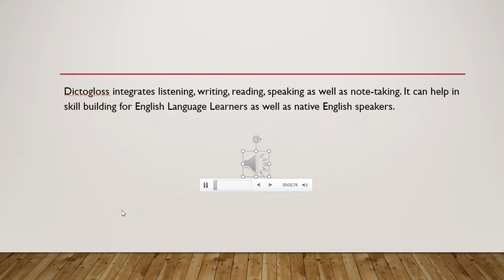So this activity brings together different skills that are important for enhancing our language abilities. It integrates listening, reading, writing, speaking, and note taking. And this is all done individually by students and also working together with their peers, as we will explain later. And these skills that are practiced in this activity are useful for both English language learners and native English speakers.